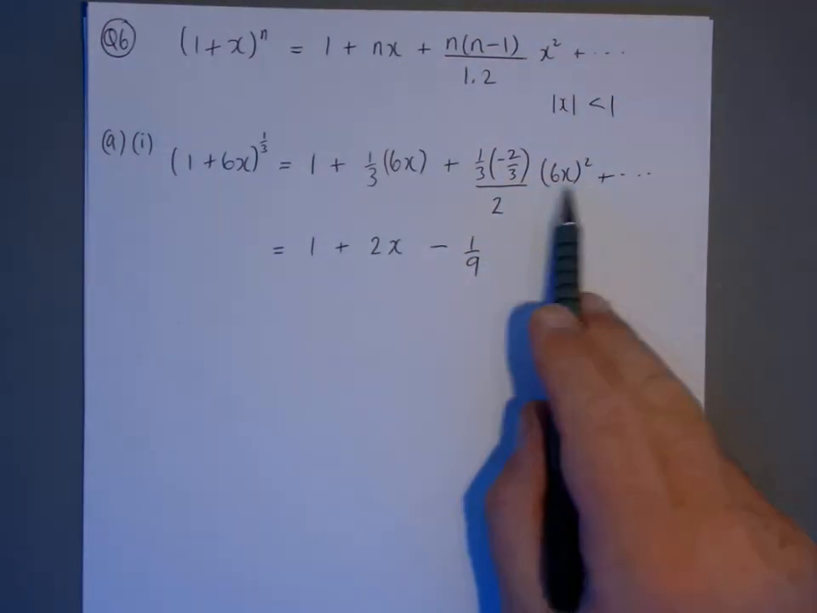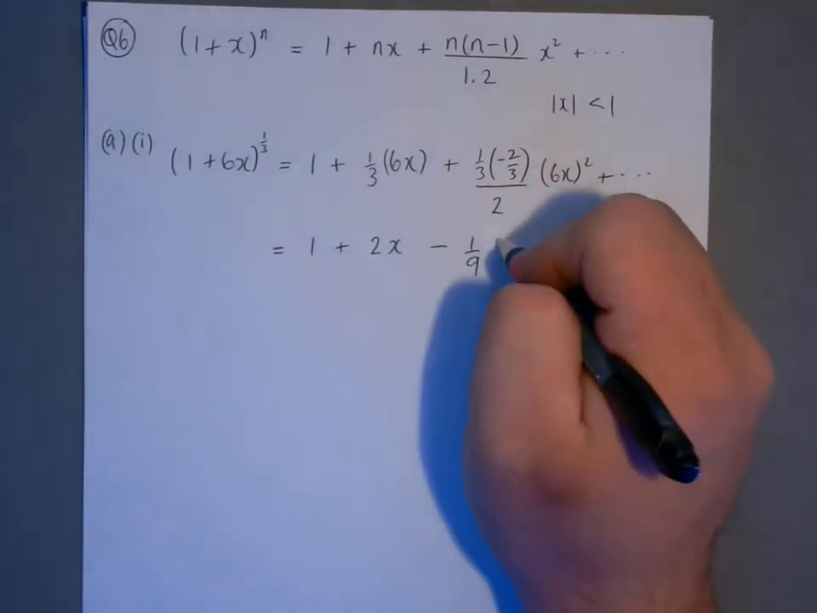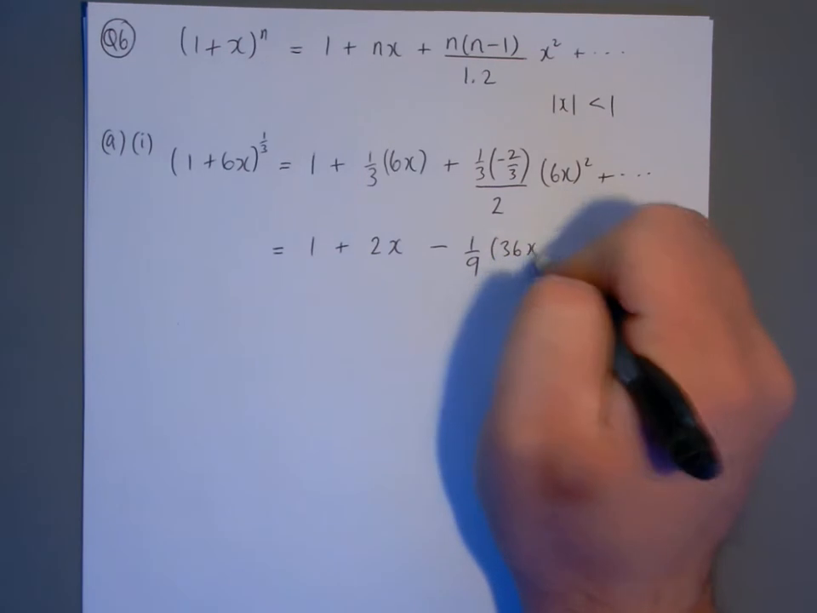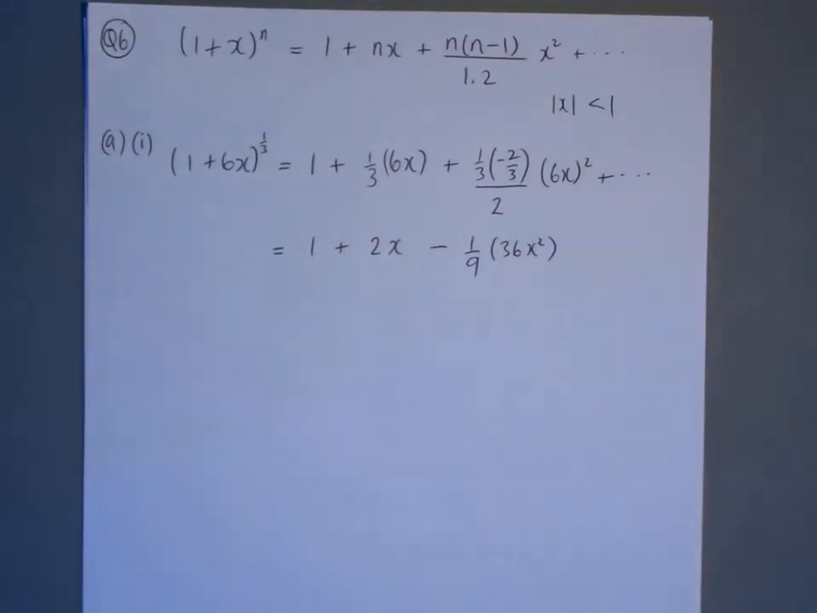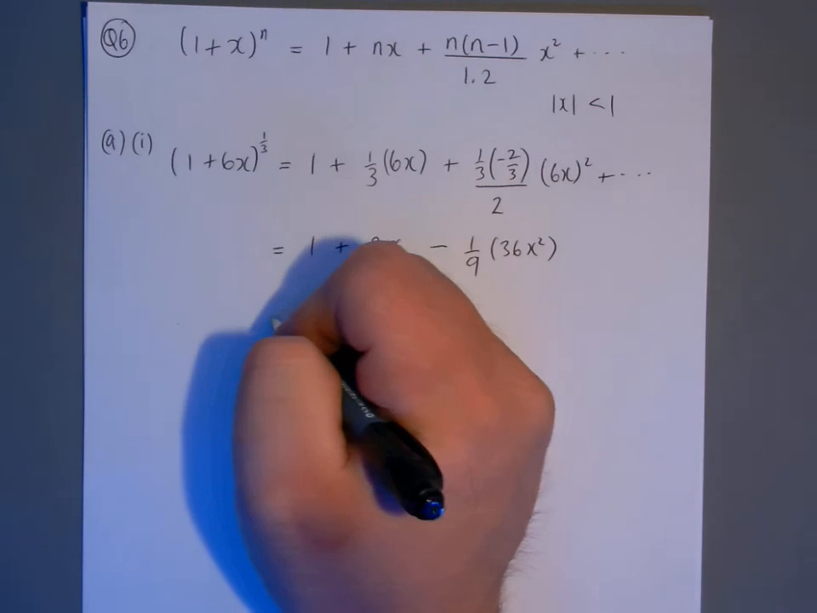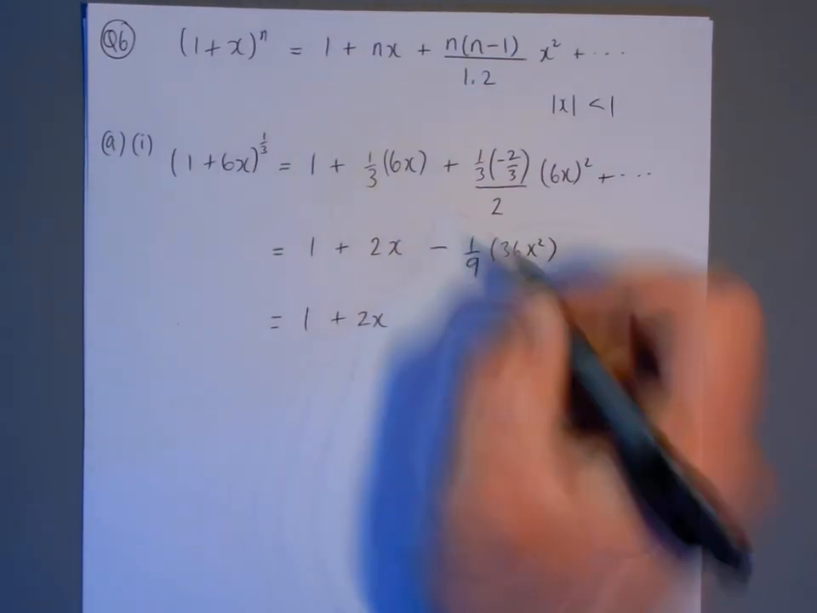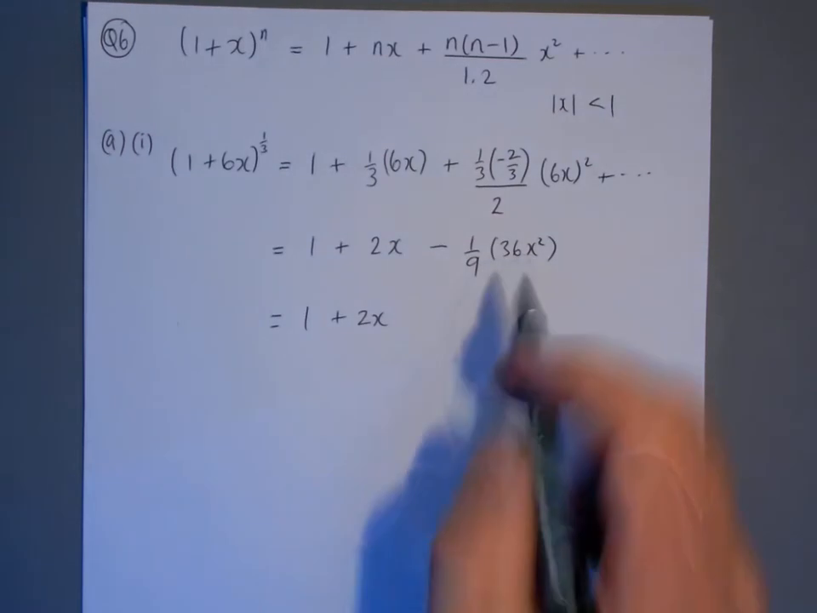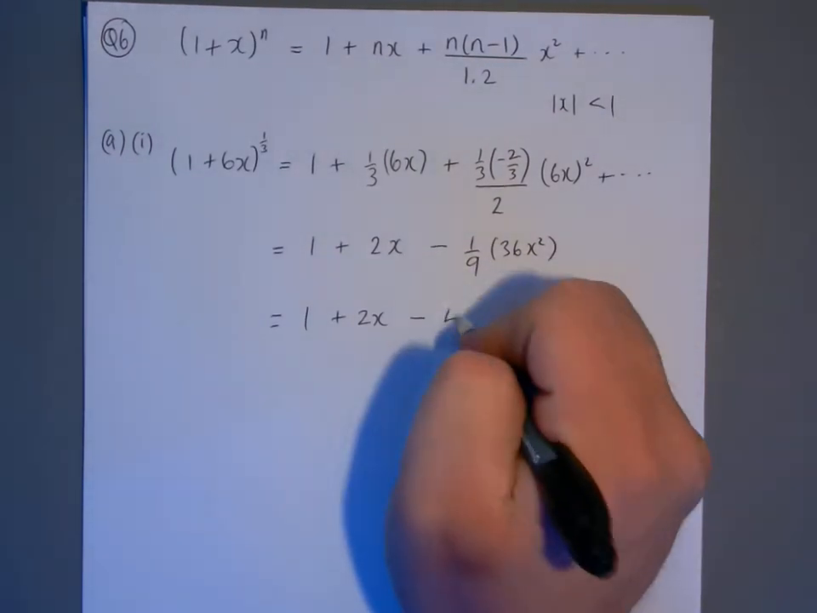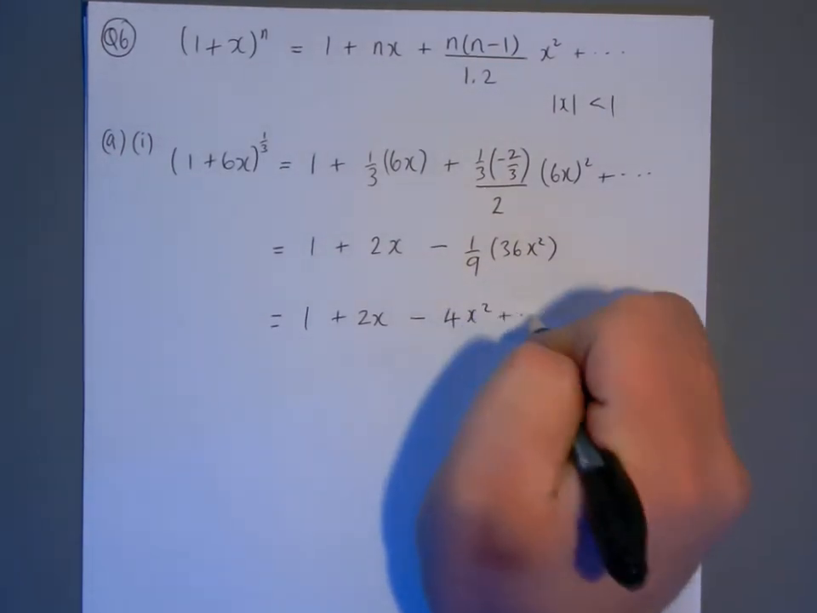And then in the bracket, squared, it becomes 36x squared. Okay. So we get our answer to be 1 plus 2x. 1/9 times 36 is 4, so minus 4x squared plus dot dot dot.